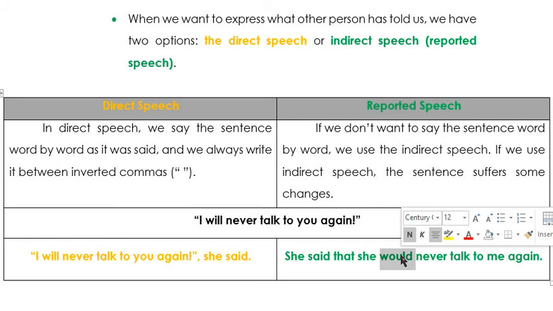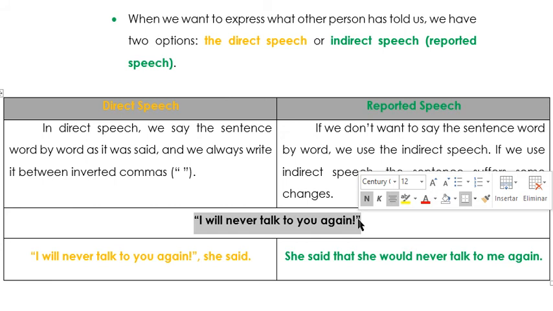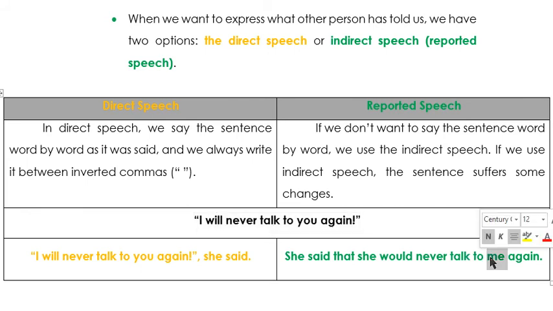Cuando usamos report speech, el tiempo verbal de la oración original va a ir un paso atrás, ¿sí? Vamos a utilizar un tiempo atrás, ¿ok? Si utilizo presente simple, por ejemplo, y yo quiero utilizar report speech, tengo que ese presente simple ir un paso atrás, un tiempo verbal atrás, que sería pasado simple, ¿ok? Si utilizo pasado continuo, bueno, un tiempo atrás sería pasado perfecto continuo. ¿Ok? Bueno, tengan en cuenta que va a haber un cambio en los tiempos verbales. She said that she would never talk to me again.